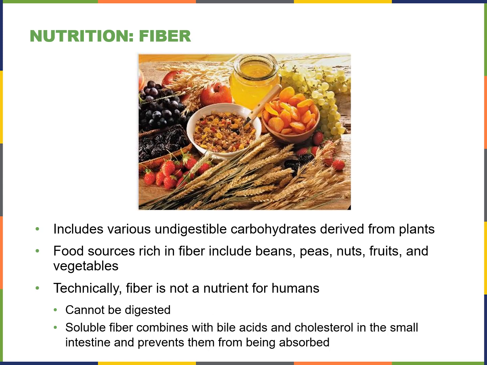Talking about fiber as well, these are undigestible carbohydrates derived from plants. And we want a good amount of fiber in our diet, right? So we want to eat things like beans, peas, nuts, fruits, vegetables. It's not really a nutrient for us. It can't be digested, but it does still help keep our digestive tract regular, right? It combines with different bile acids and cholesterol within the small intestine, and it prevents them from being absorbed, which is something that we want to some extent, but you don't want too much fiber or too little fiber, so it is something that you have to kind of play with in your diet to make sure you're getting an appropriate amount.